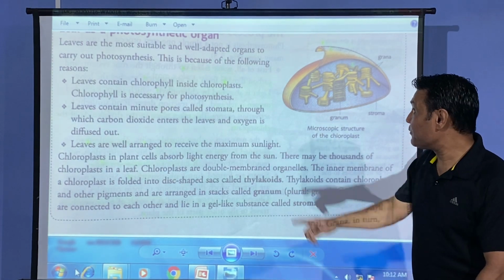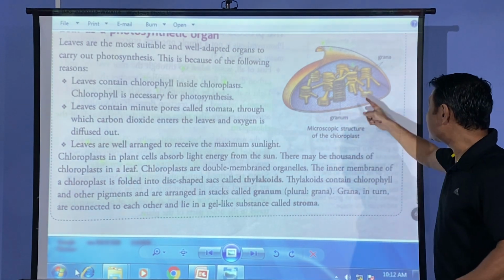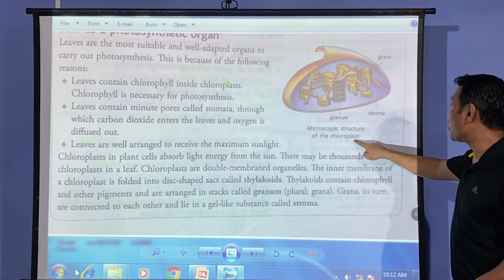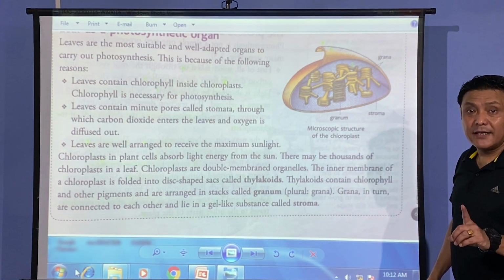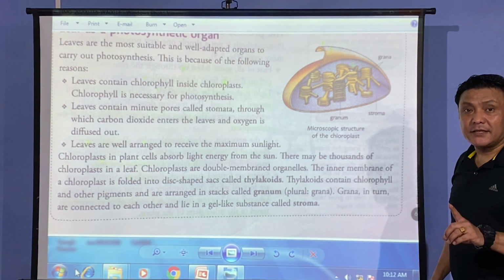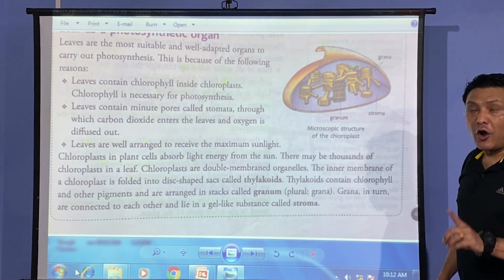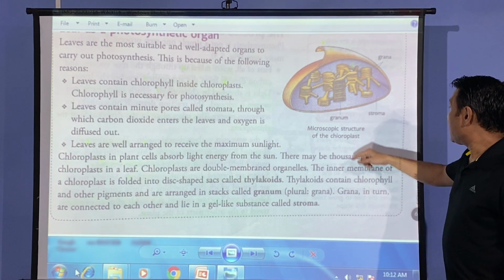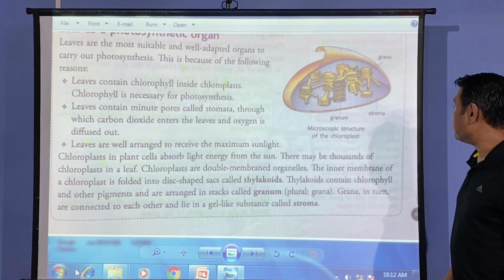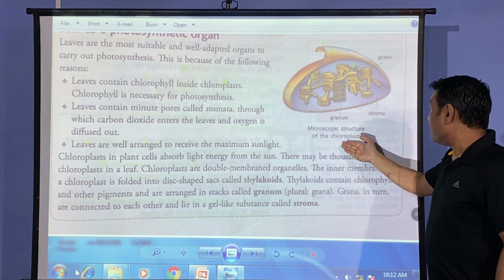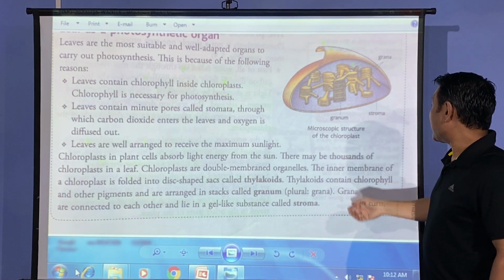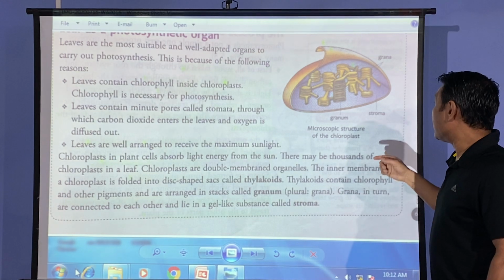Just remember that much. Now look over there. This is the structure of the chloroplast, one type of plastid which contains chlorophyll. So this is called plastid. Specifically, we call it a chloroplast.